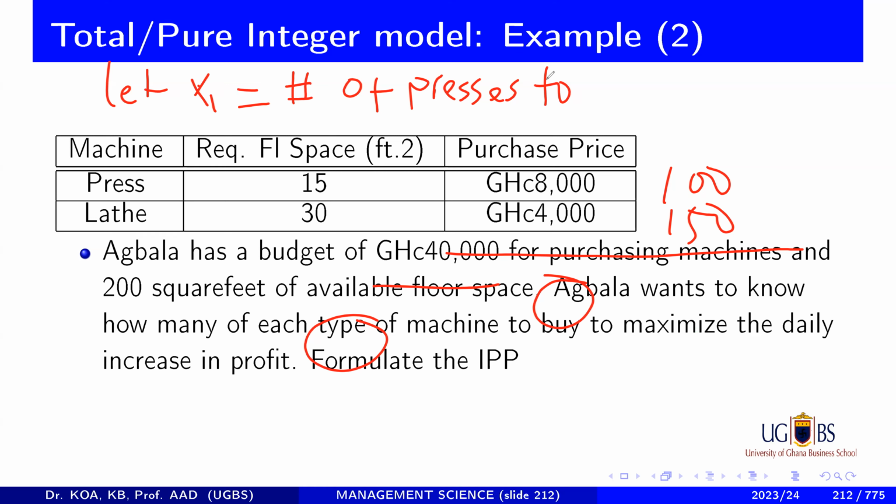X1 represents the number of presses to buy, and X2 represents the number of lathes to buy. The number of what? Lathes. Is that right? Yes, the number of lathes to buy. All right, that's how you define the decision variables.